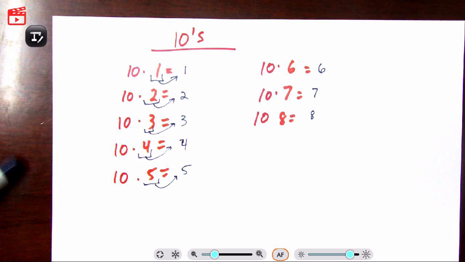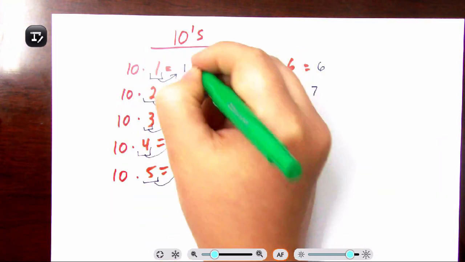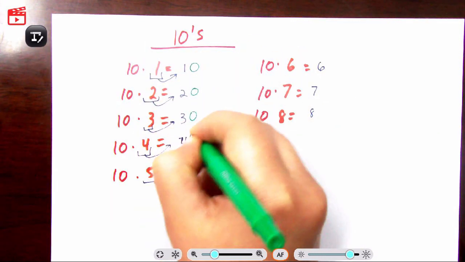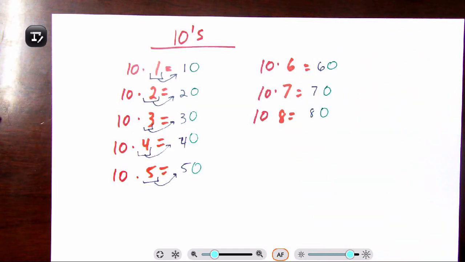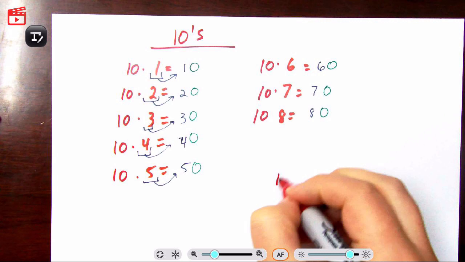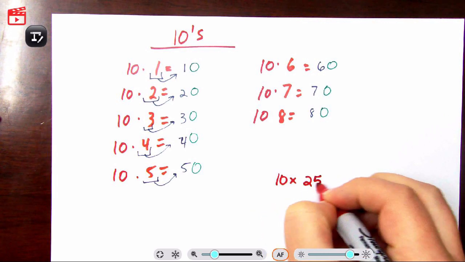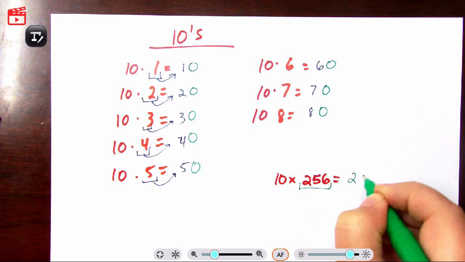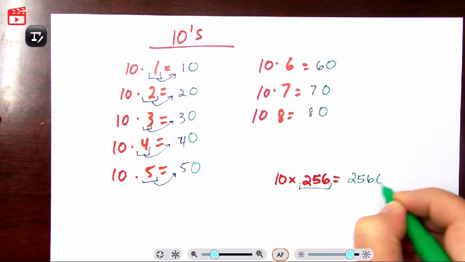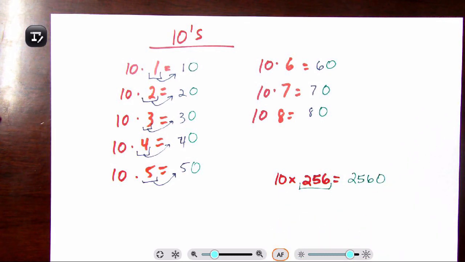And then behind it, you're going to put that 0. So this 0 goes behind it. So whatever you're multiplying 10 by, take that number, put a 0 behind it, and that's what you have. So for example, if you have 10 times 256, take that number, 256, and then put a 0 at the end, and you have multiplied by 10.